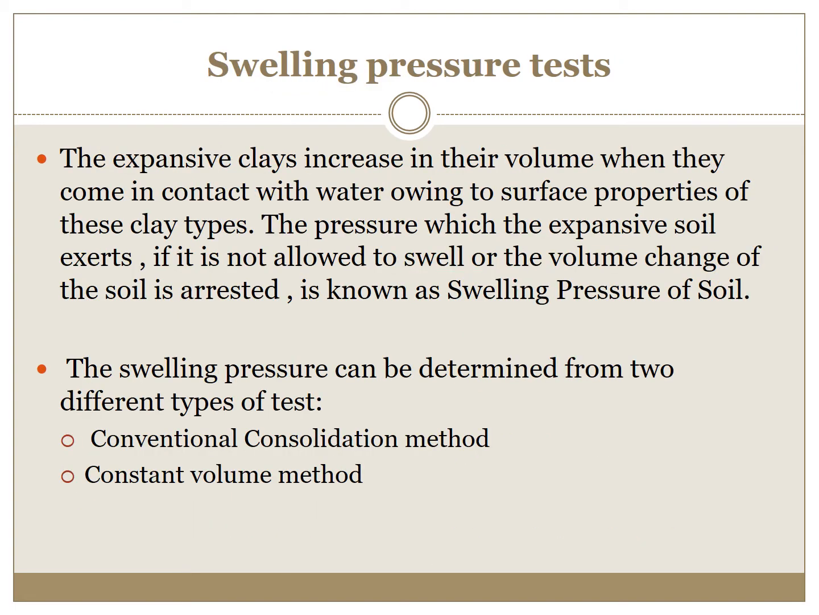So next, swelling pressure test. Swelling pressure can be defined as the maximum force per unit area required to be placed over a swelling soil to prevent volume increase. Swelling pressure is a very useful index of the trouble potential of an expansive soil, and the swelling pressure can be determined by two different methods: the conventional consolidation method and the constant volume method.